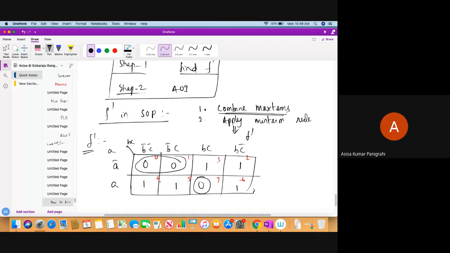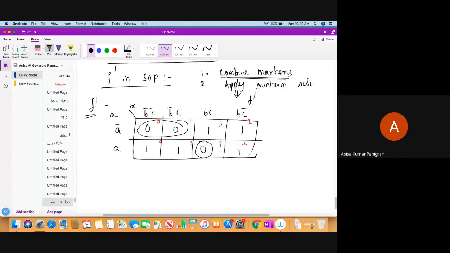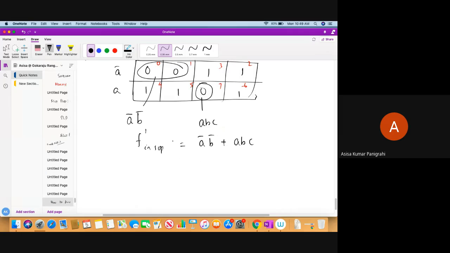So what is next? Apply the min term rule. What is the min term rule? What is common here? A bar, B bar. What is common here? A, B, C. So my f bar in SOP I got here is A bar B bar or A B C. So next, what you need to do? You have to realize the function f, not f bar, in AOI realization.